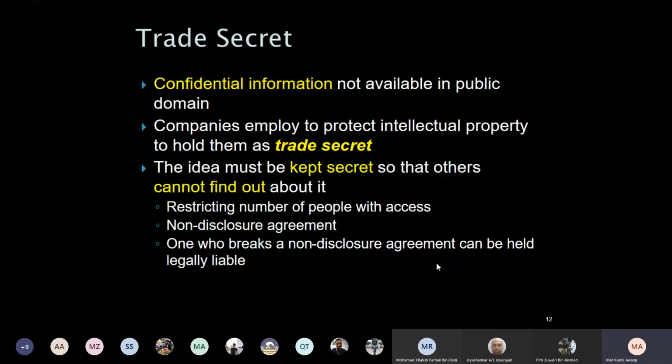The trade secret is confidential information not available in the public domain. The companies employ to protect intellectual property to hold them as trade secret. The idea must be kept secret so that others cannot find out about it.